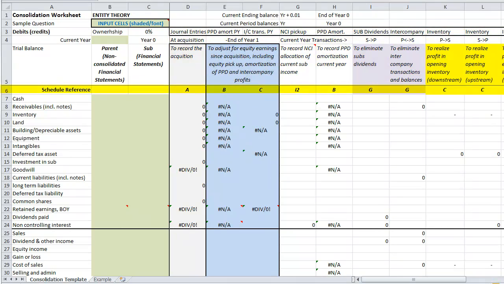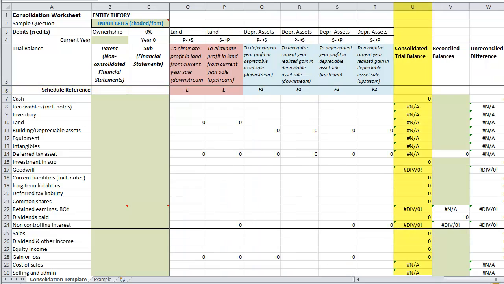Row 6 references you to a supporting schedule. The supporting schedules are below the worksheet, and we will go there in a moment. Column U simply sums up the consolidation across each row. In other words, it posts the consolidation entries. Notice my starting point is a combined statement of the parent and the subsidiary. There are a lot of ways to do a consolidation, so there are other ways to arrive at the same answer.